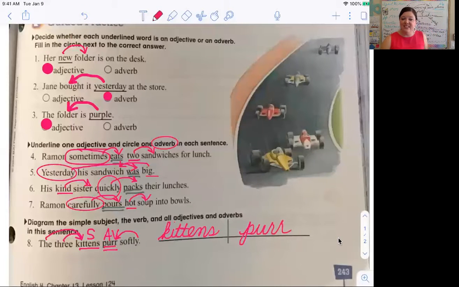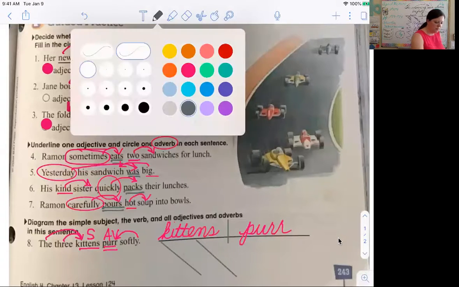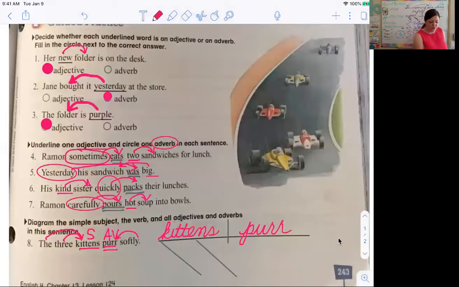What is describing kittens in the sentence? The and 3. We have 2 adjectives. So that means we're going to have 2 lines coming underneath. Which one will I write first? The. The reason why I'm writing the first is because it came first in the sentence. 3 comes next. The and 3 are written underneath kittens because they are adjectives that are describing kittens, telling us more information about the kittens that we have.